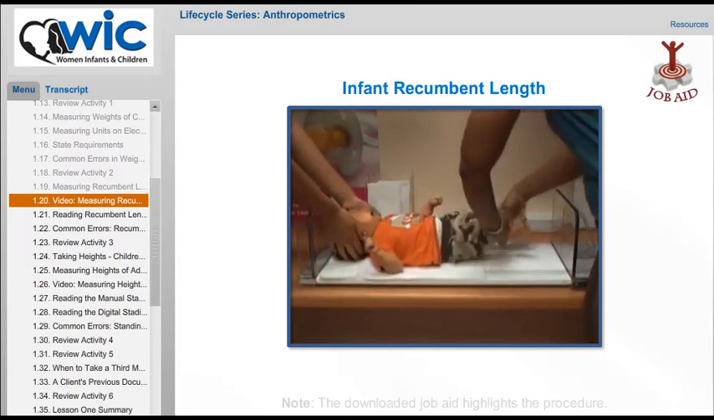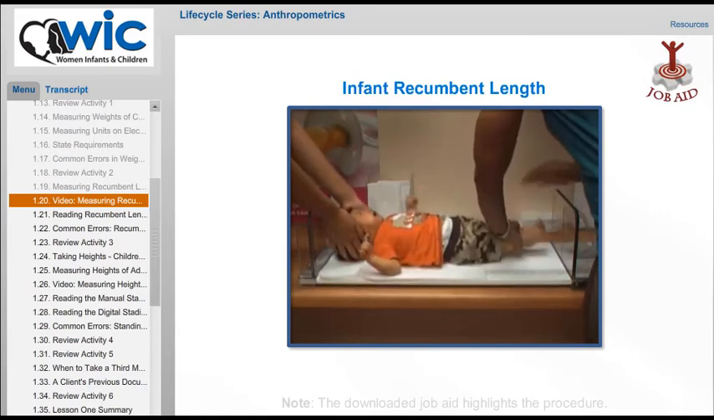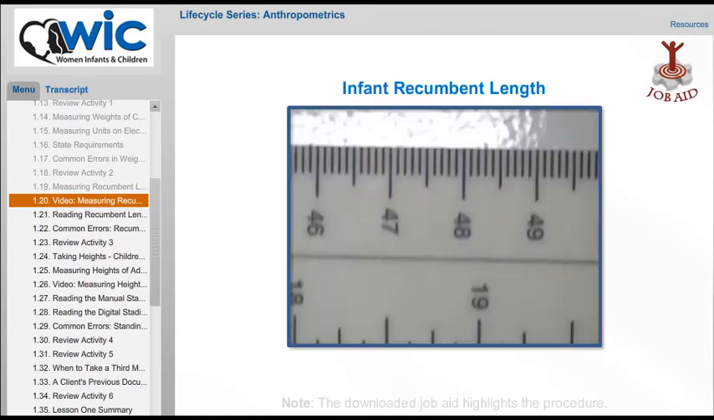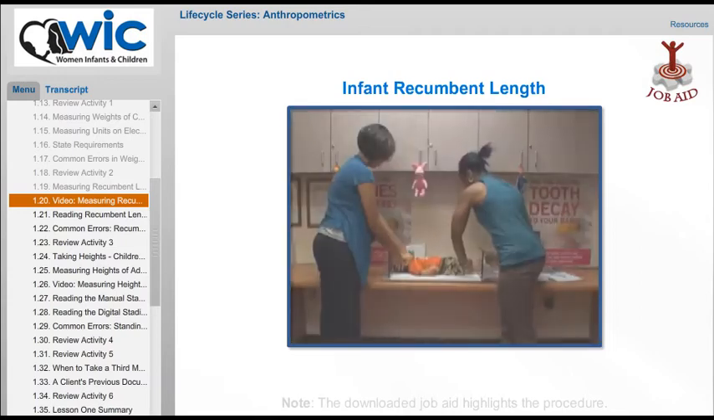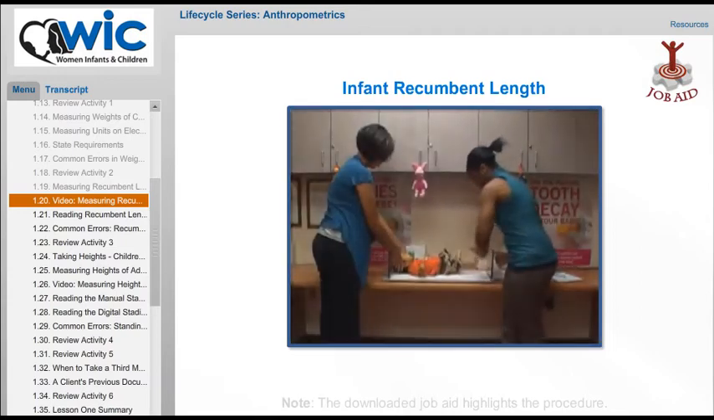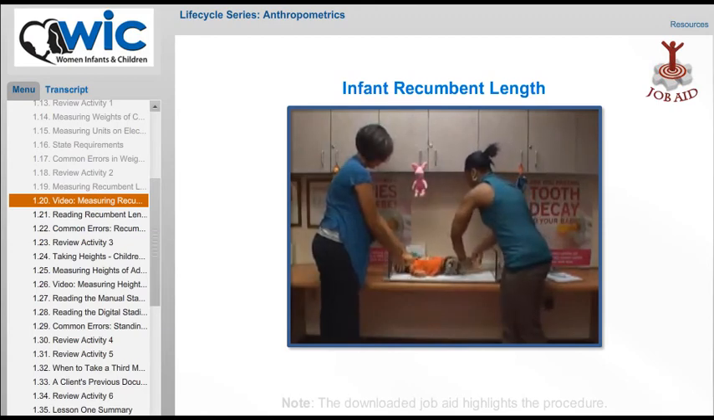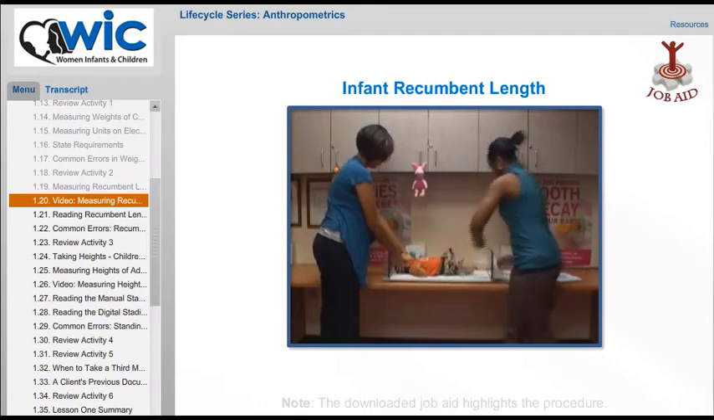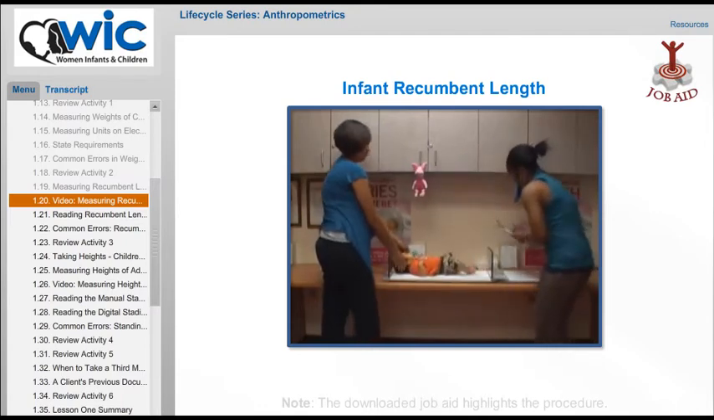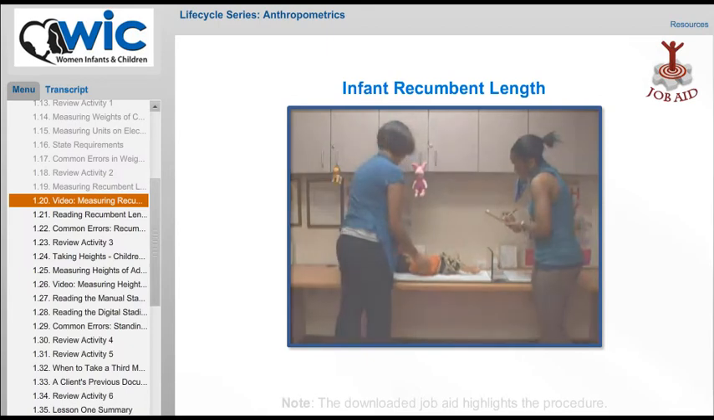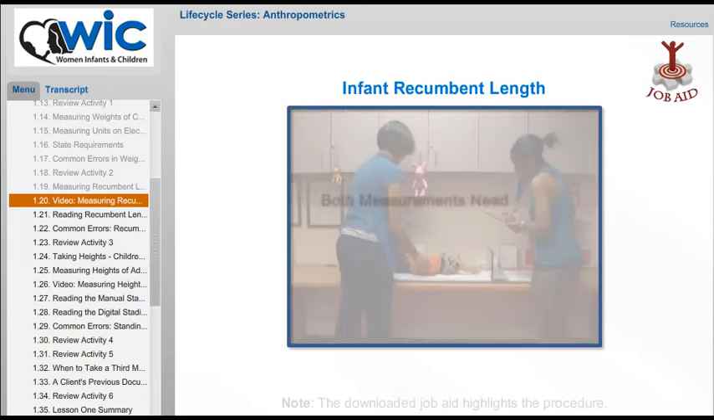You can then slide the footboard flat against the bottom of the child's feet using your free hand. Make a mental note of this measurement to the nearest 1/8 of an inch. Two measurements are required to ensure accuracy, so move the footboard out. Recheck the child's position to make sure the child's head is flat against the headboard and that the legs are straight. Then reposition the footboard. Make sure the child's feet are flat before taking the second measurement.